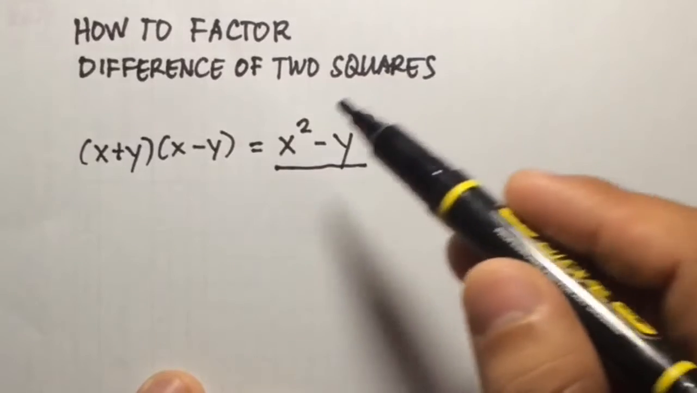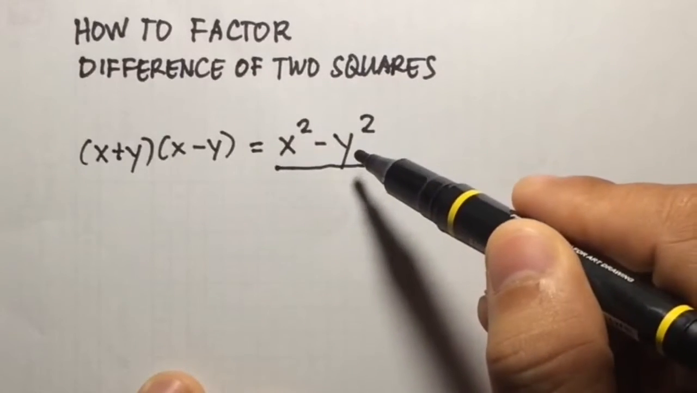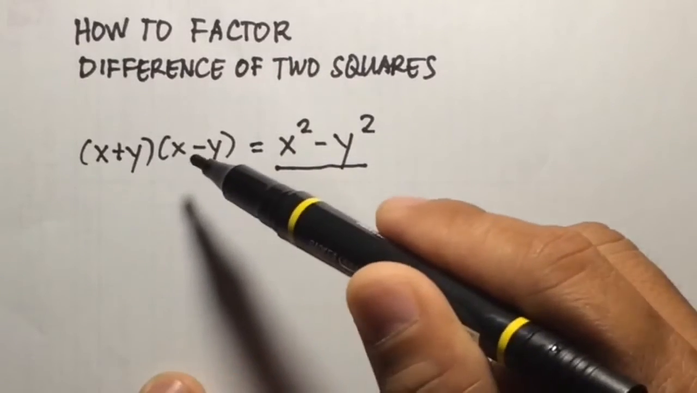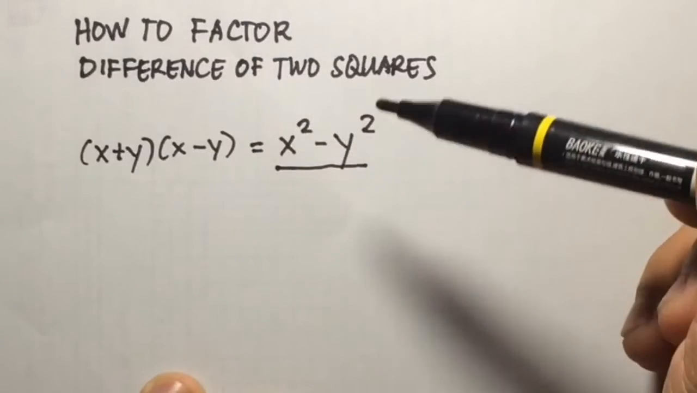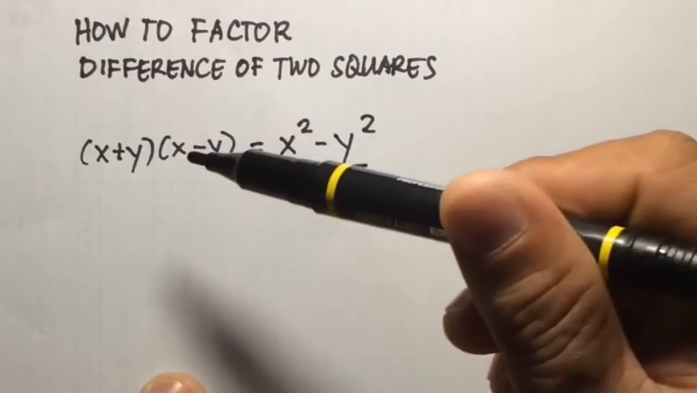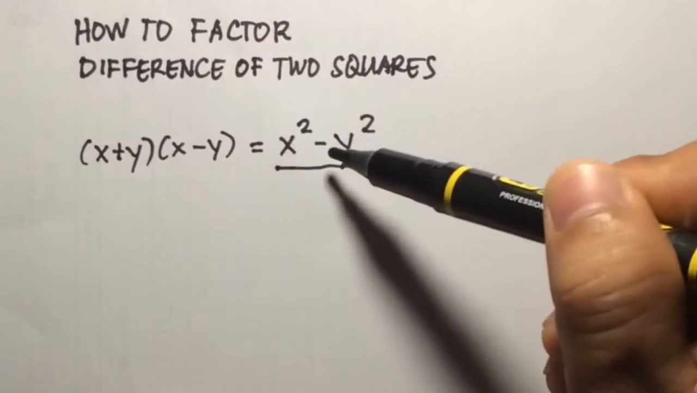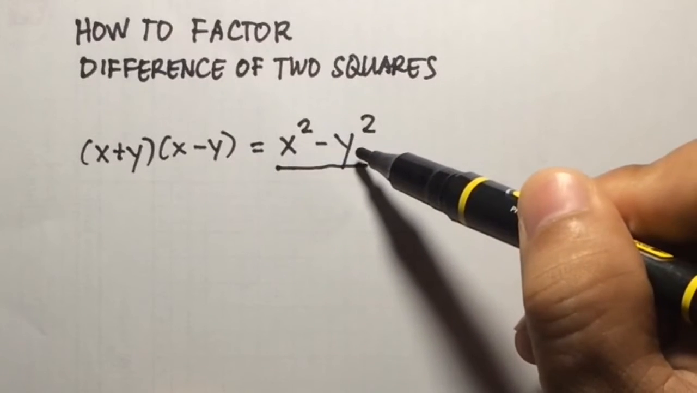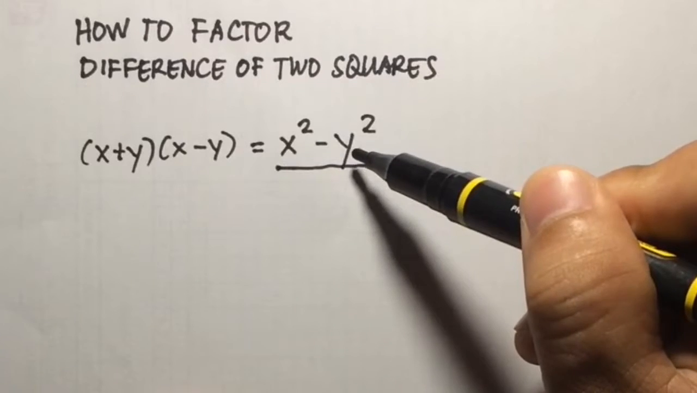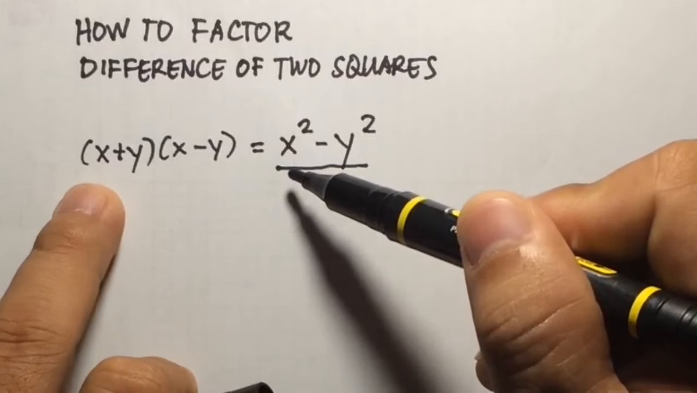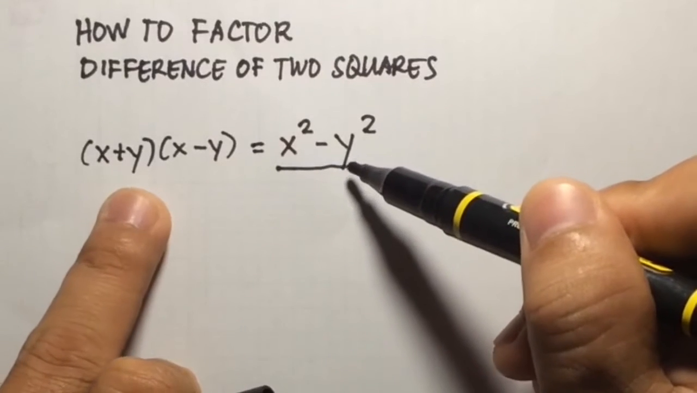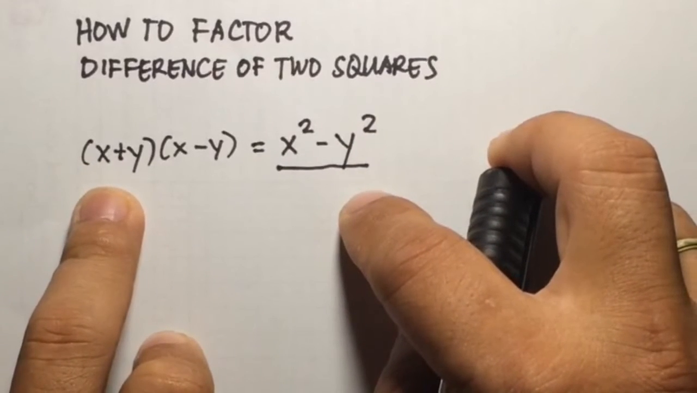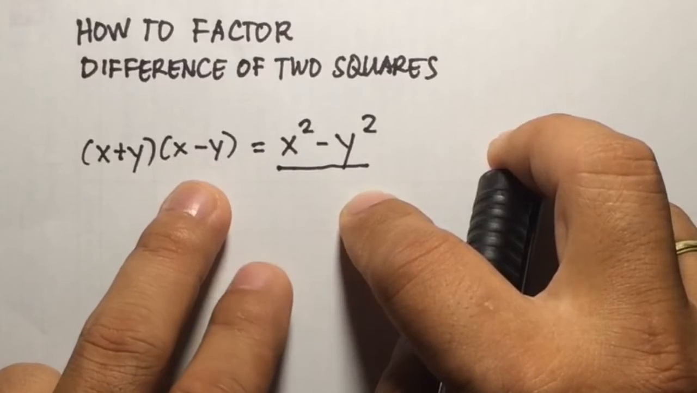Now if we're going to factor the difference of two squares, the result will be just this one, the product of the sum and difference of two terms. Therefore, if we're going to factor the difference of two squares, that will be just the product of the sum and difference of the square root of the first term and the second term. So if the square root of x squared is x in here, then the square root of y squared is y. And we'll just have their sum for the first factor, and for the second factor we'll just have their difference.